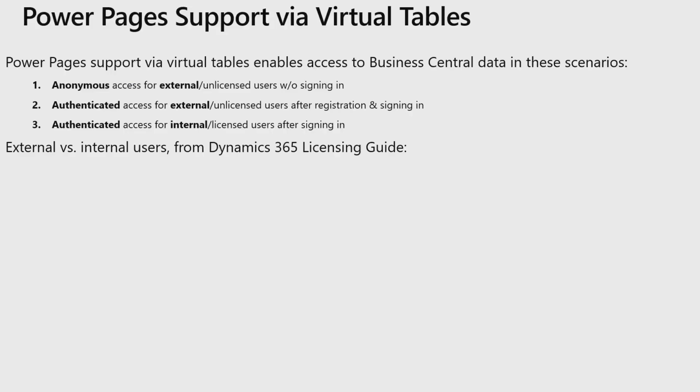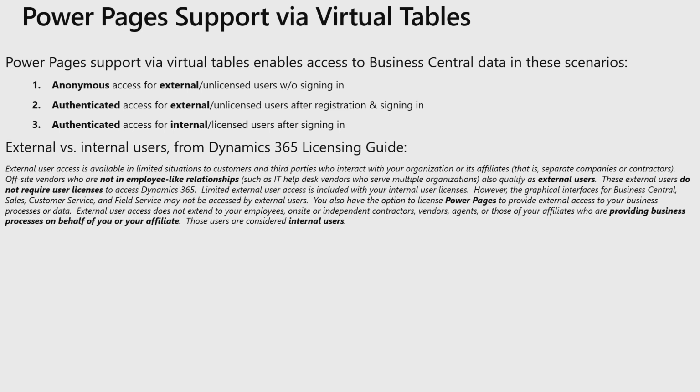So this is what I'm taking from the Dynamics 365 licensing guide. Essentially, I'm just highlighting all the terms that are important. External users are those users that are not in an employee-like relationship with your company within Business Central, right? And those are external users, so they don't need to be a licensed user, and they can access BC data through Power Pages.